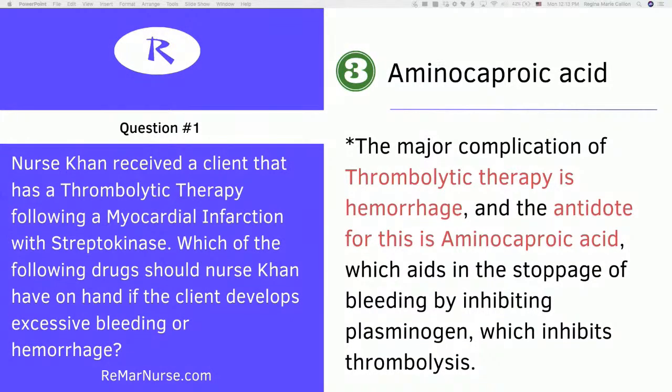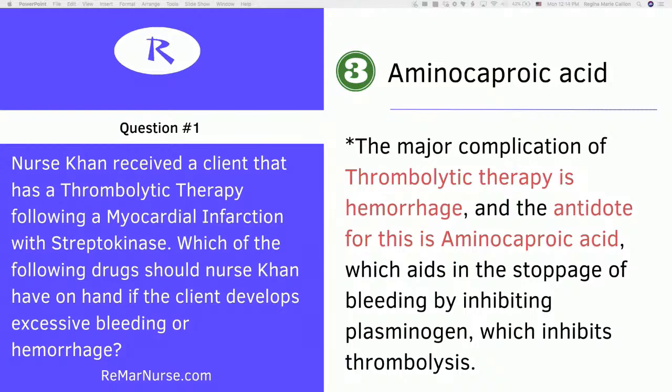A major complication of thrombolytic therapy. Remember, we're not talking about heparin. We're not talking about Coumadin, which you guys are used to seeing. We're talking about streptokinase. And so the antidote for that needs to be studied, because this is a pretty common medication, everybody. We're not talking about a medication that you never see. It's pretty common. So this is an important point for you to know right now, today.